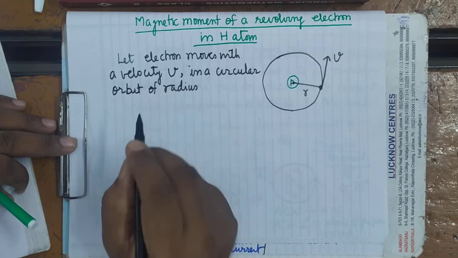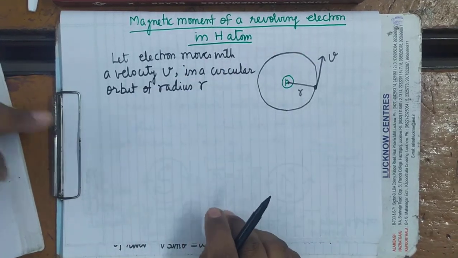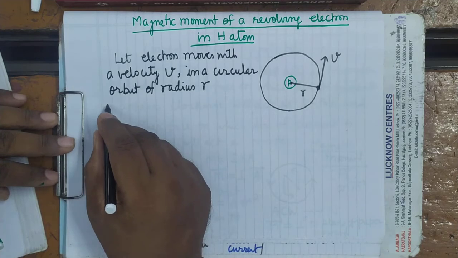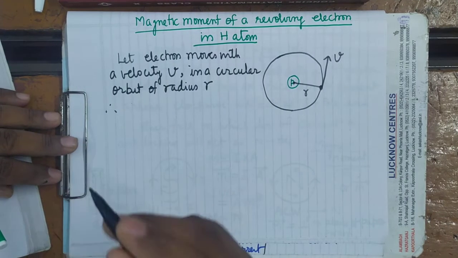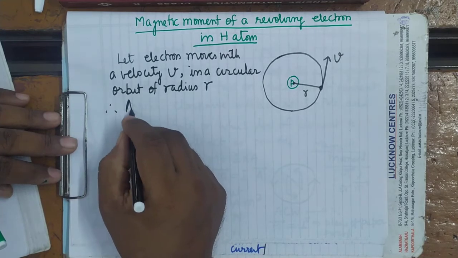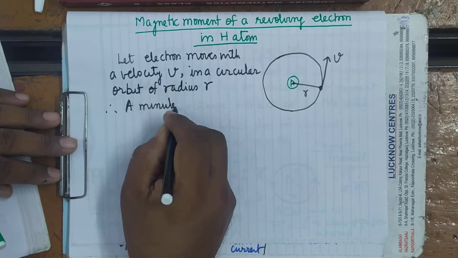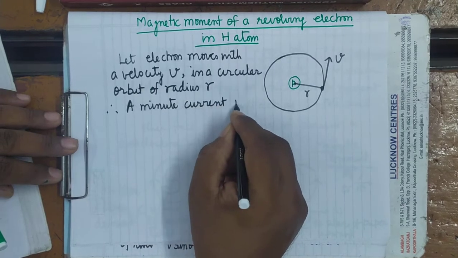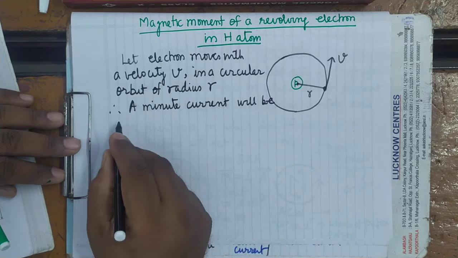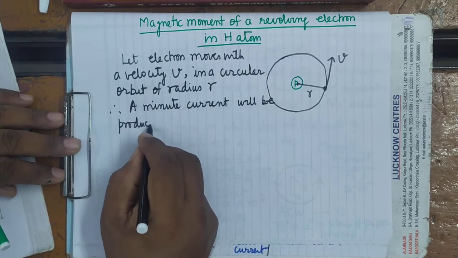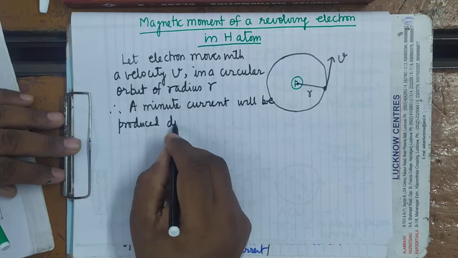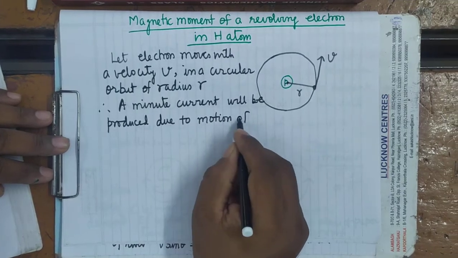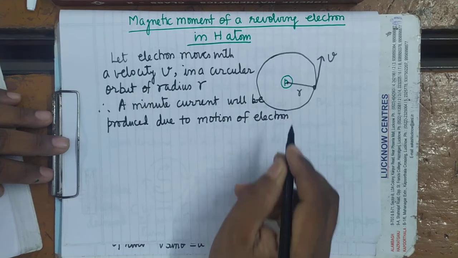Since the electron is moving, it will produce a current because the electron carries charge. So a minute current, meaning a very small current, will be produced due to the motion of the electron. Now see here how much current will be produced by it.